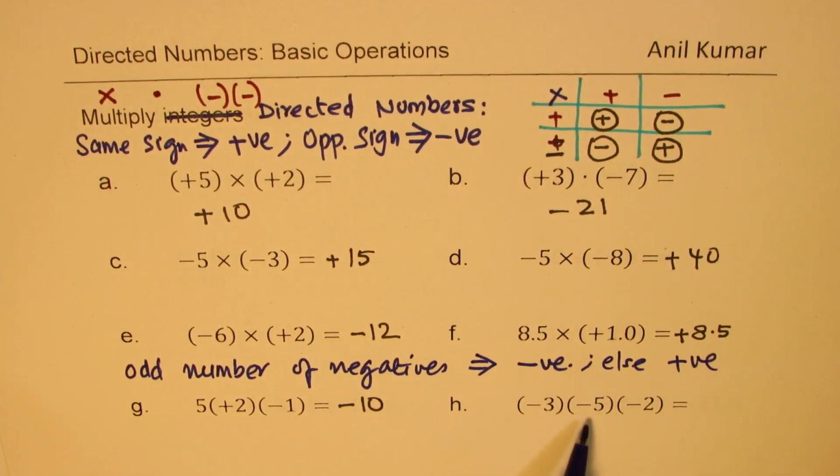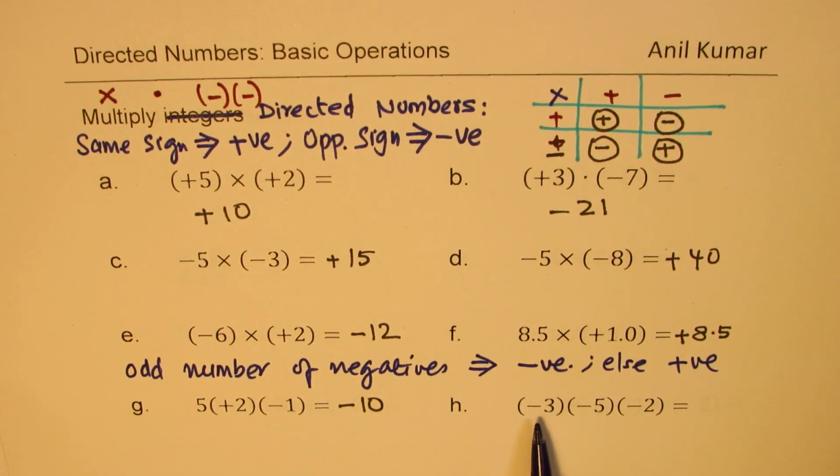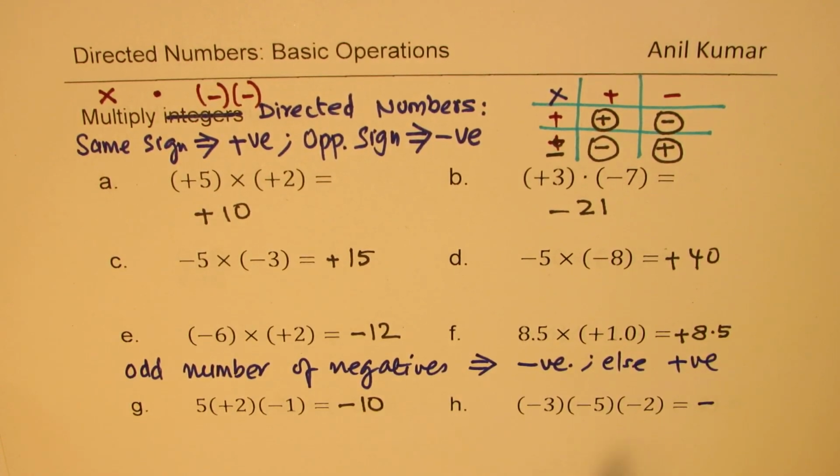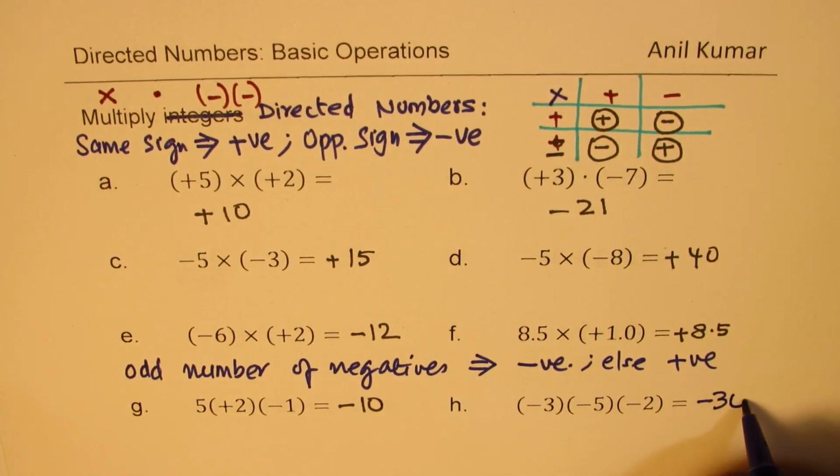So if there are even numbers of negatives, just count the negative numbers. Now here we have three negative numbers. So an odd number of negatives will result in a negative. You get the idea. Multiply 5 times 2, 10, times 3, 30. Is that clear to you, right?